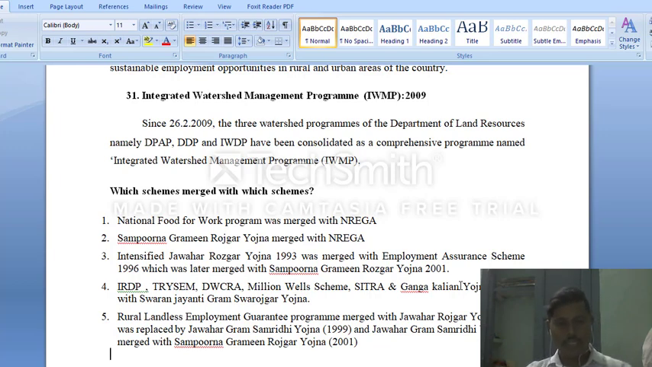IRDP, TRYSEM, DWCRA, Million Wells Scheme, SITRA and Ganga Kalyan Yojana merged with Swarna Jayanti Grama Swarozgar Yojana. Rural Landless Employment Guarantee Program merged with Jawahar Rozgar Yojana, which was replaced by Jawahar Gram Samriddhi Yojana, and Jawahar Gram Samriddhi Yojana was merged with Sampurna Gramin Rozgar Yojana.